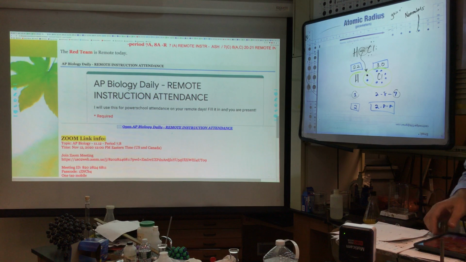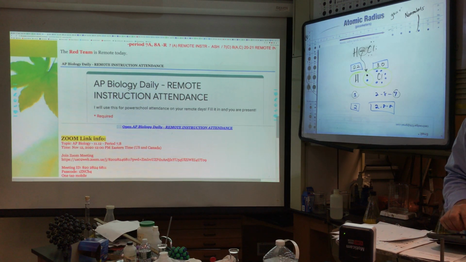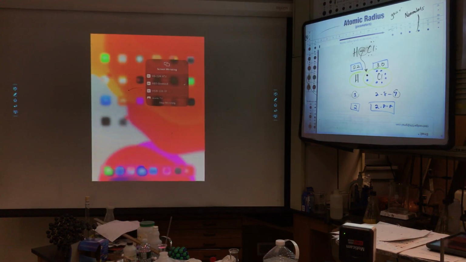All right, so you got the electron dot diagram out. I'm going to connect to this and say screen mirroring now. Engage. Cancel, I don't want that. I want this.